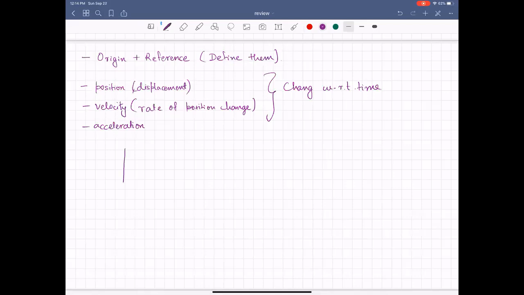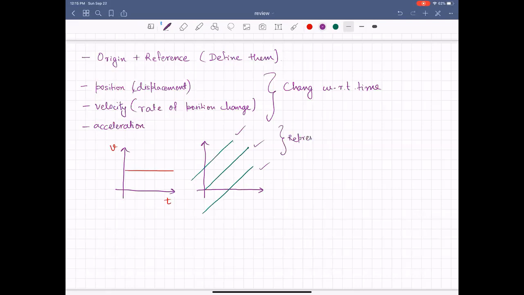Suppose I have a constant velocity graph, right? Then I can always draw a position versus time graph that maybe looks like this, okay? Or it could possibly look like this also, or like this. And all three of these are correct as long as I have not specified the origin. This really represents the freedom to choose origin.